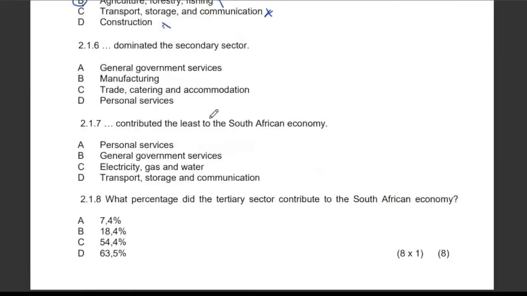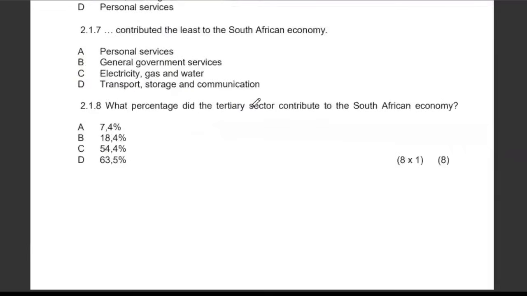Number 216, dash dominated the secondary sector. What dominates the secondary sector? Automatically government services is out. Trade and catering is tertiary, and personal services is not secondary. So automatically manufacturing is the correct response.